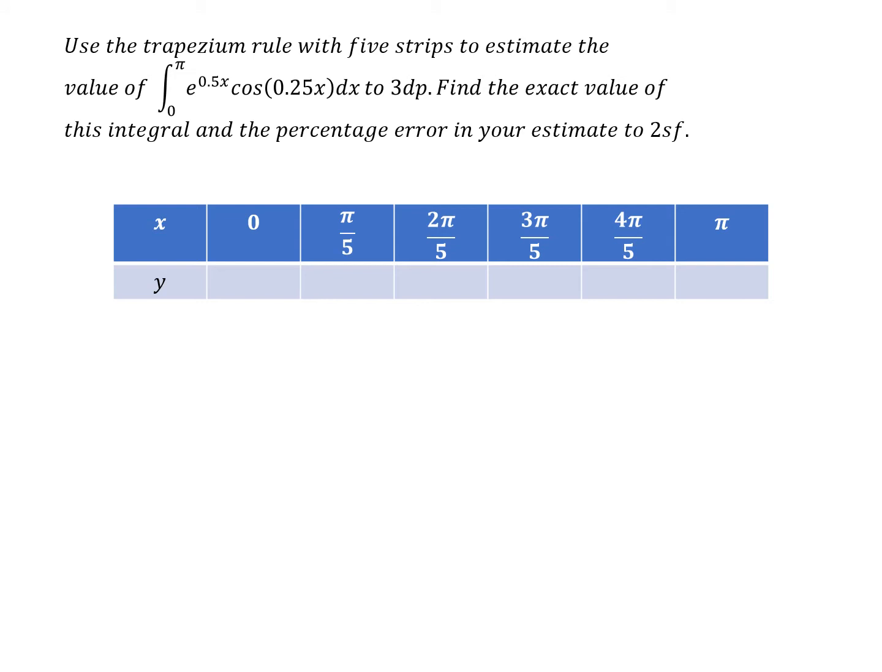So I'm drawing up a table here with the values of x going from 0 to pi in increments of pi over 5. For each value of x, I'm working out what the value of e to the 0.5x cos 0.25x is. And of course, I'm in radians. I'm writing the answers here to 5 decimal places, because I want to make sure that my answer is correct at the end to 3 decimal places.